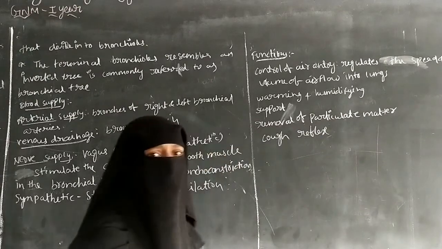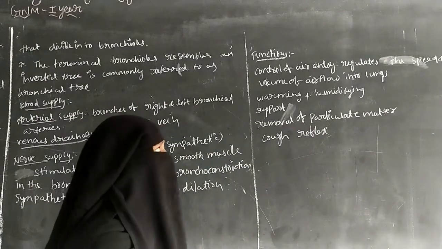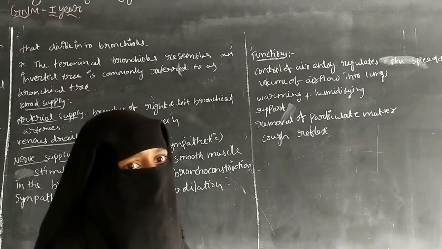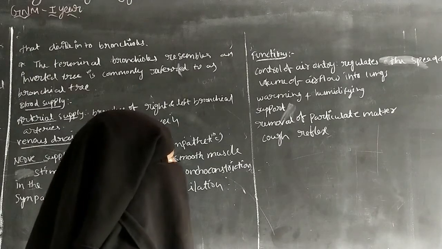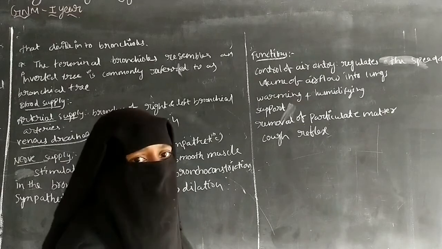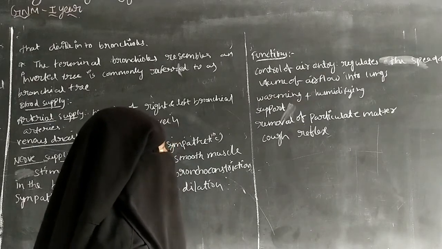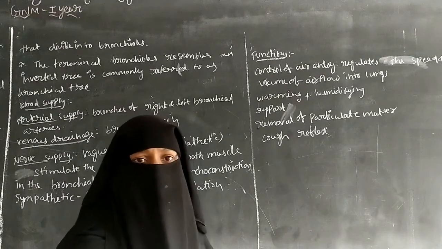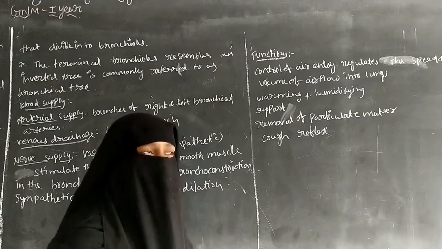It is done by the bronchi and bronchioles. The control of the air entry, the flow, and the speed and volume of airflow into the lungs can be regulated by the bronchi and the bronchioles.